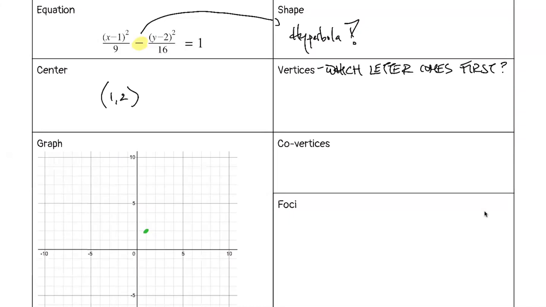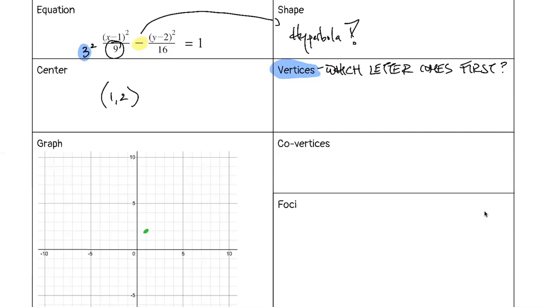Okay, X is first. So the number underneath that, going out three side to side, will tell us where the vertices are because the X comes first in this equation. But if I switch them, I'm going to have the Y first, then the number under Y tells us where the vertices are. So because the X's come first in this equation, the vertices are where the blue dots are going to be. So 3 in this case is considered A.